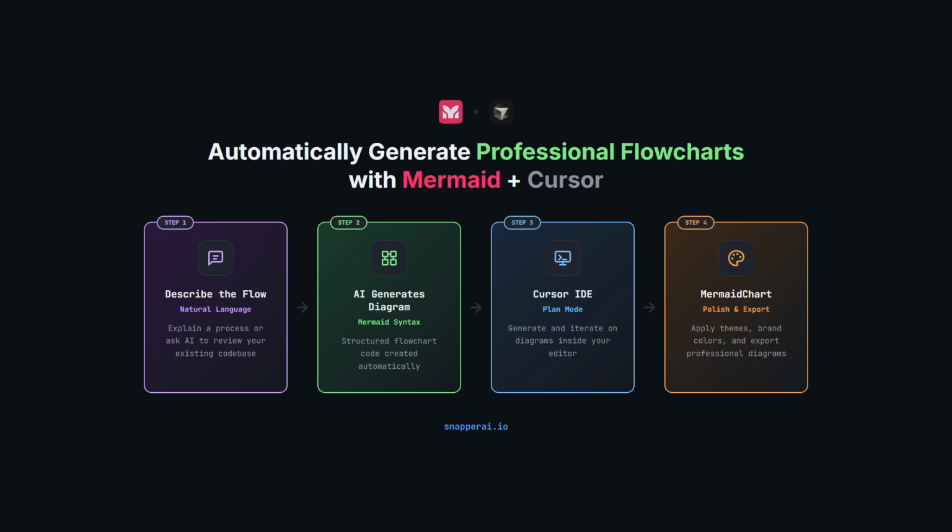In this video, I'm going to show you how to use Mermaid with Cursor to automatically generate diagrams for your projects. There are actually two ways to do this, and I'll cover both. First, I'll show you Cursor's native plan mode, which now renders Mermaid diagrams visually in real time as the agent generates them. You can generate diagrams from a prompt, from an existing code base, or from a PRD.